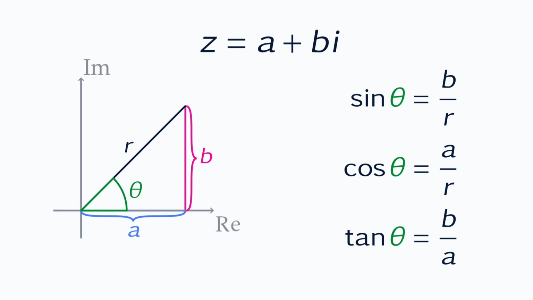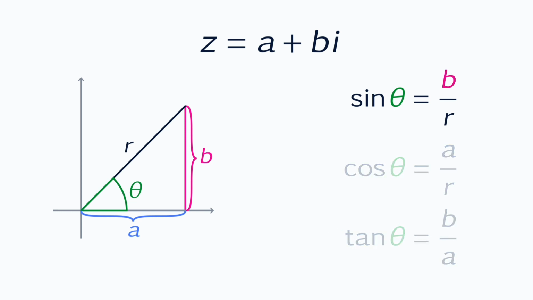This angle is known as the argument of z, denoted by theta. An argument is measured using radians. So, how do you calculate the argument of z? By looking at the sine, cosine, and tangent of theta.